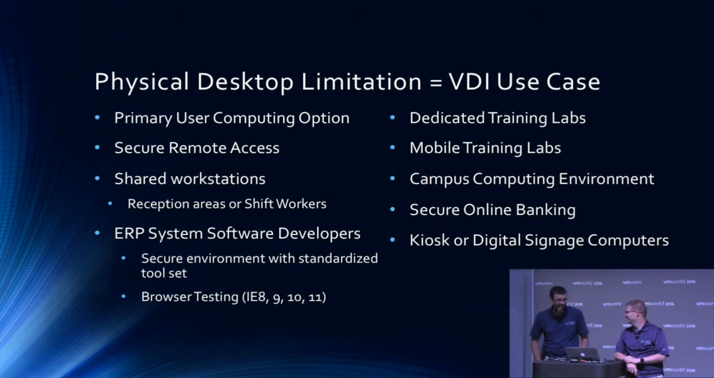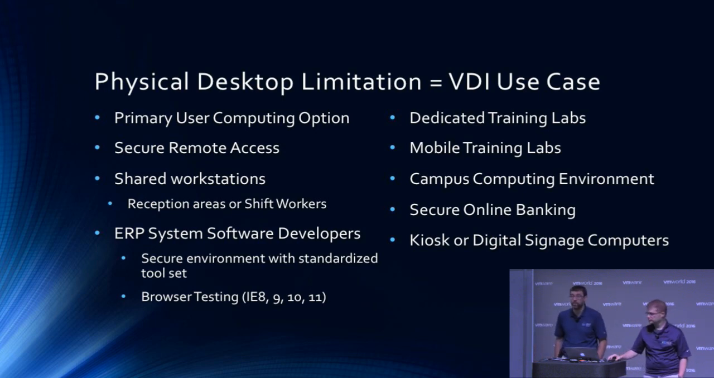All right. So physical desktop limitations are an opportunity for you to be able to come up with VDI use cases, and a lot of the use cases actually came to us that we didn't even think of. There's just a whole lot of them. As, of course, a primary user computing option, secure remote access is a no-brainer. Shared workstations is probably the best thing, because we've got several reception areas where they have maybe 3 or 4 people that have to be staffing it at all times.